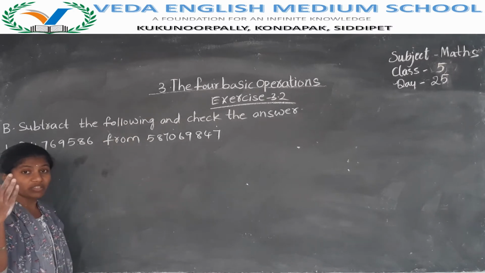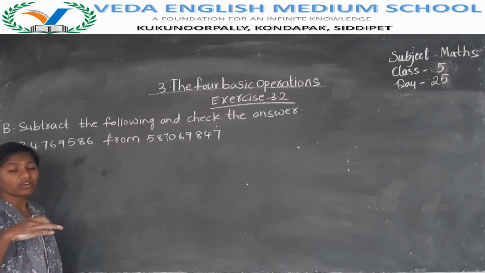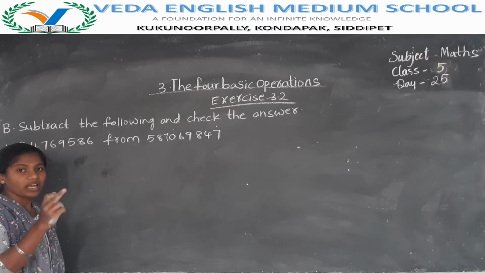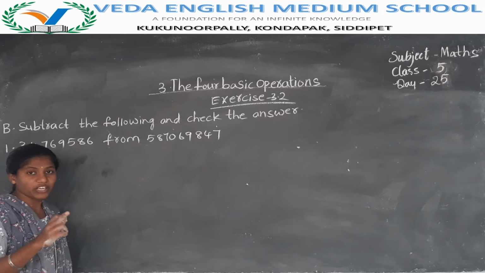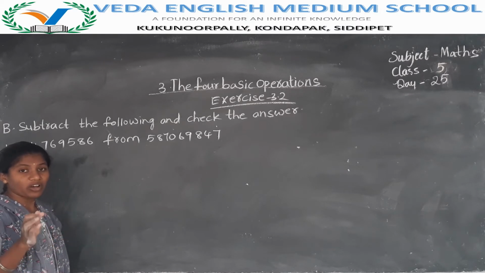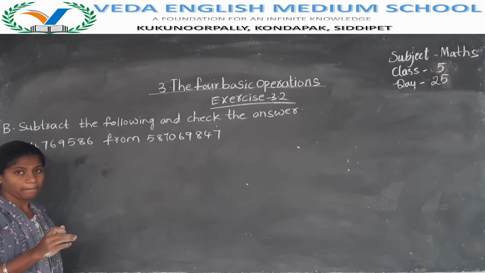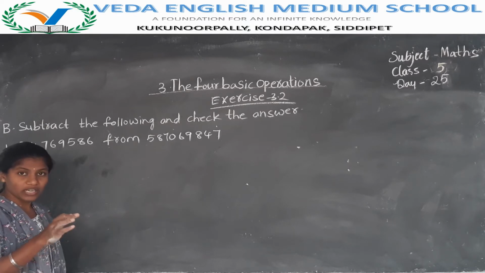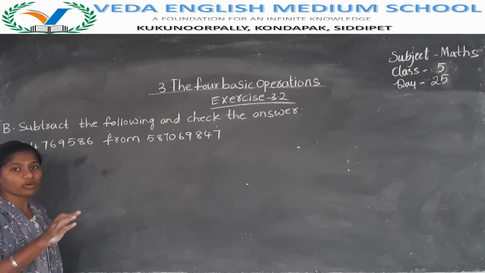For subtraction we have three rules. If a number is subtracted from itself, the answer is always 0. If you subtract 0 from any number, the answer is the number itself. In the subtraction, the larger number should always be upside. Larger number should always be above the smaller number.